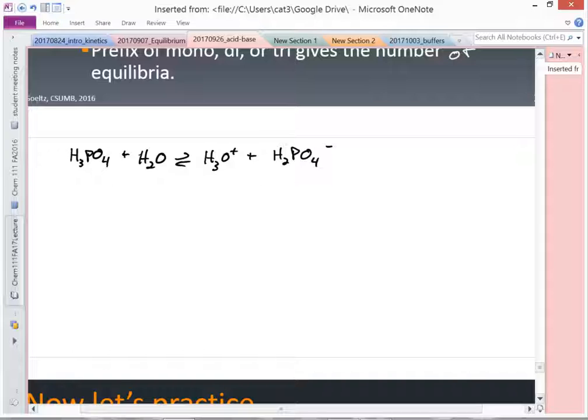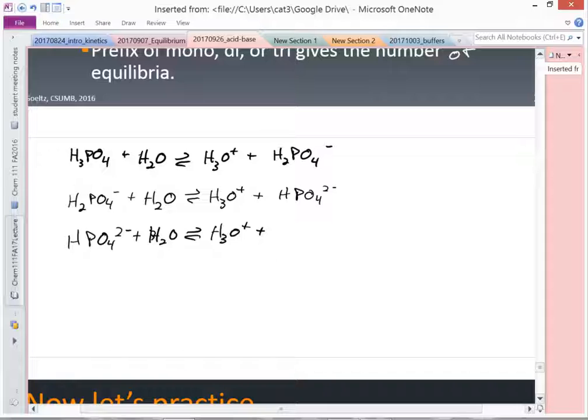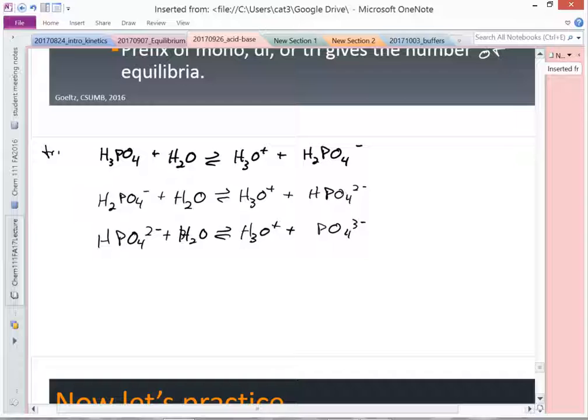What if I took that molecule and hit it with water again? Good. And what if I took that molecule? You get the idea. So H3PO4 was triprotic. What about H2PO4 minus? Yeah, diprotic. And HPO4 2 minus is monoprotic.